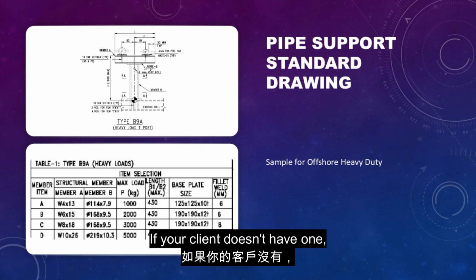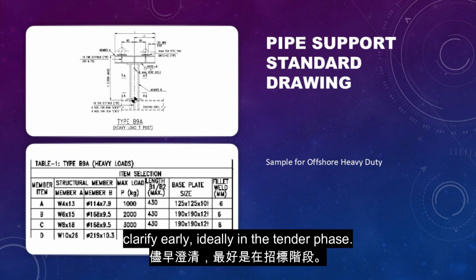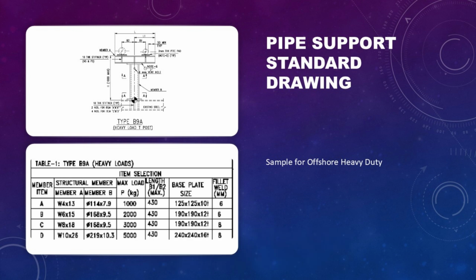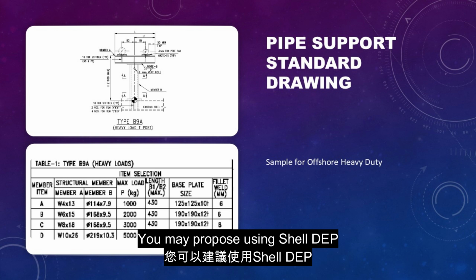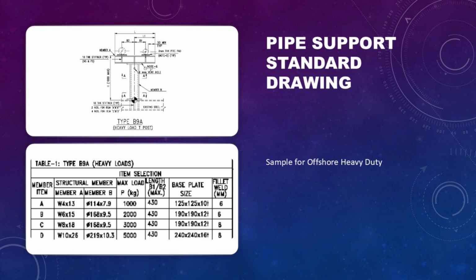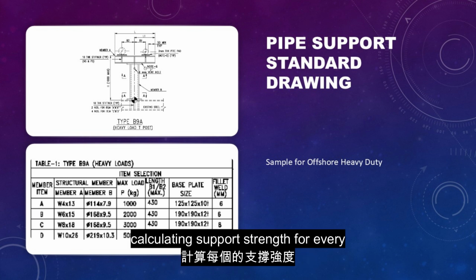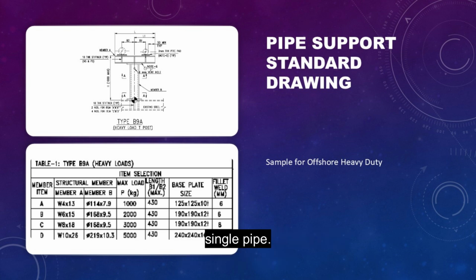If your client doesn't have one, clarify early. Ideally in the tender phase, you may propose using Shell DEP or another standard. Otherwise, you risk getting stuck calculating support strength for every single pipe. I've seen it happen. It's a nightmare.